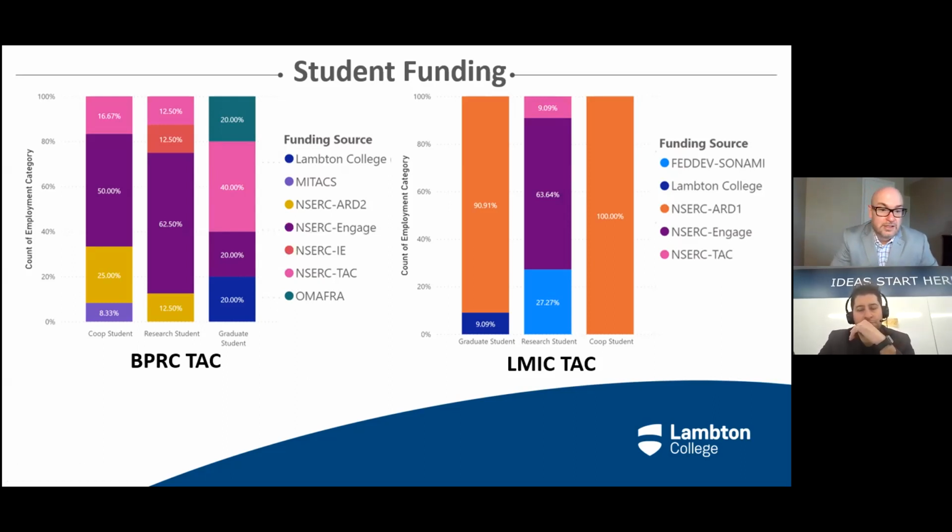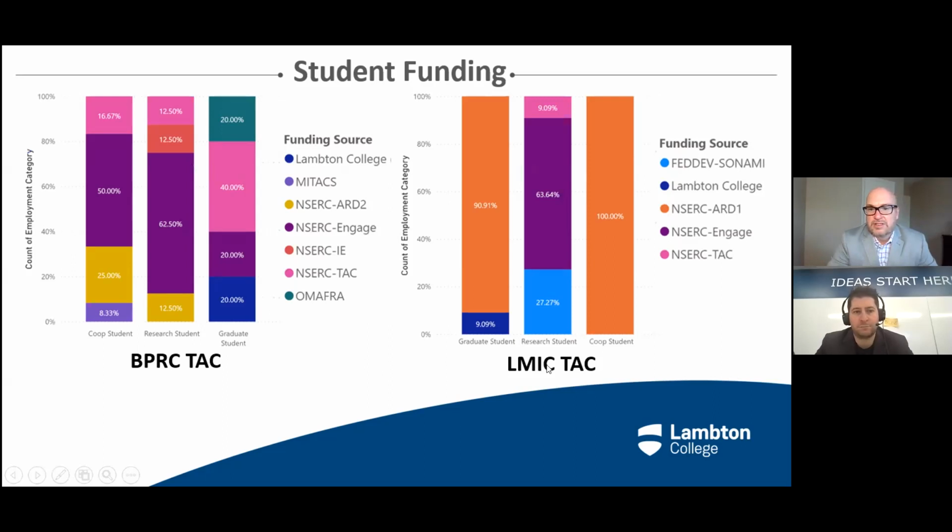And again, there's differences between our two TACs, and then we could dive into why there are differences. But for the BPR side of things, mainly we hire co-op students, we hire research students, and we hire grad students, which is this last bar. By graduate students, we mean a graduate of a college program or a university program, not a university grad student, a master's or PhD, although we do hire those type of researchers as well.